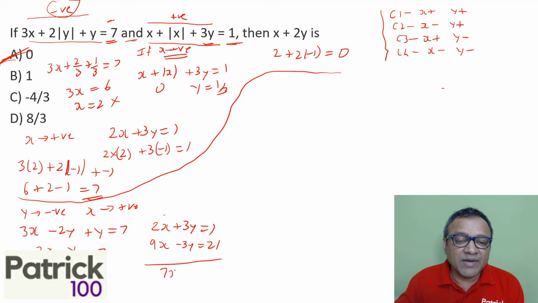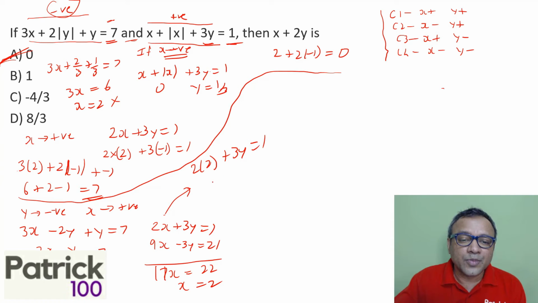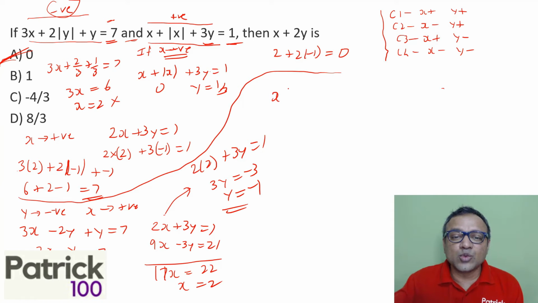Add it to cancel y. If you add it, you will get 11x equal to 22. So you will get x is equal to 2. Once you get x equal to 2, substitute in any one of the equations. Say the first equation, 2 into 2 plus 3y equal to 1. 3y equal to minus 3, you will get y equal to minus 1. From this, x plus 2y, which is 2 plus 2 into minus 1, will give you 0.